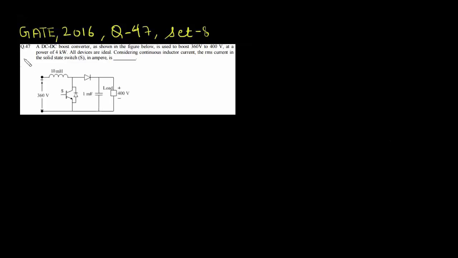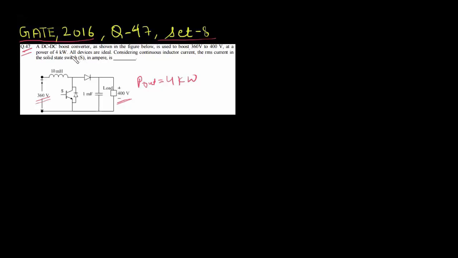Hello friends. So this is question number 47, and this question came in GATE 2016 set 8. We have a DC-DC boost converter as shown in the figure below, used to boost 360 volt to 400 volt. So input voltage is 360 volt and output is 400 volt at a power of 4 kilowatts. So output power is 4 kilowatts.